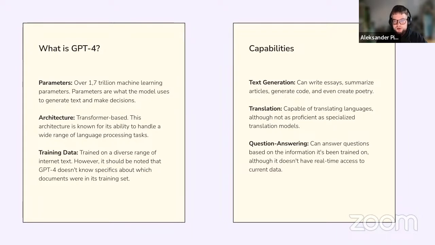So I listed here the three main capabilities of ChatGPT-4 and other large language models. The first is text generation. It can write essays, summarize articles, generate even some snippets of code, and even create poetry. You can also do it in a humorous way. I'm constantly surprising my friends with jokes by writing poetry with AI. You should try that. It can also do translation from various languages.